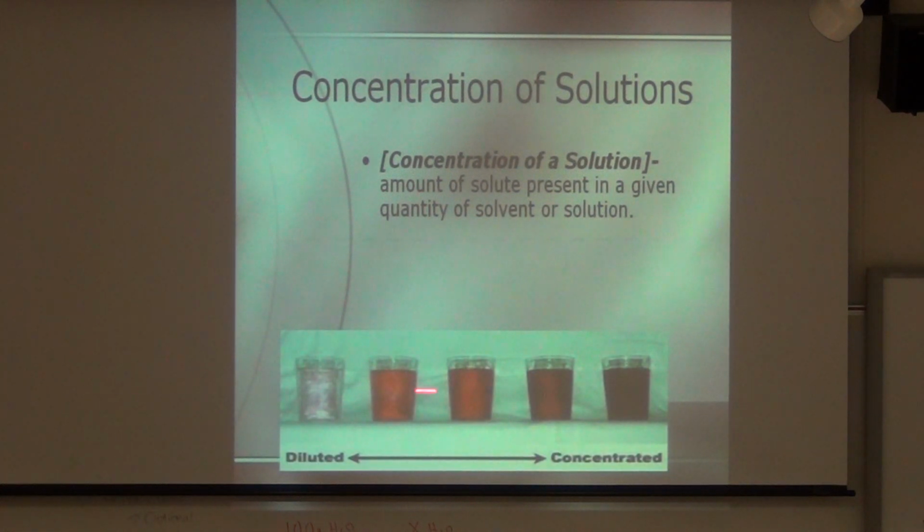All right, so here are some pictures of solutions of different concentrations. This is red dye in water. When it's very dilute, it's barely red, a little bit pink. It gets darker and darker as we add more and more of the solute, so it gets more concentrated. We quantify our concentrations as molarity.